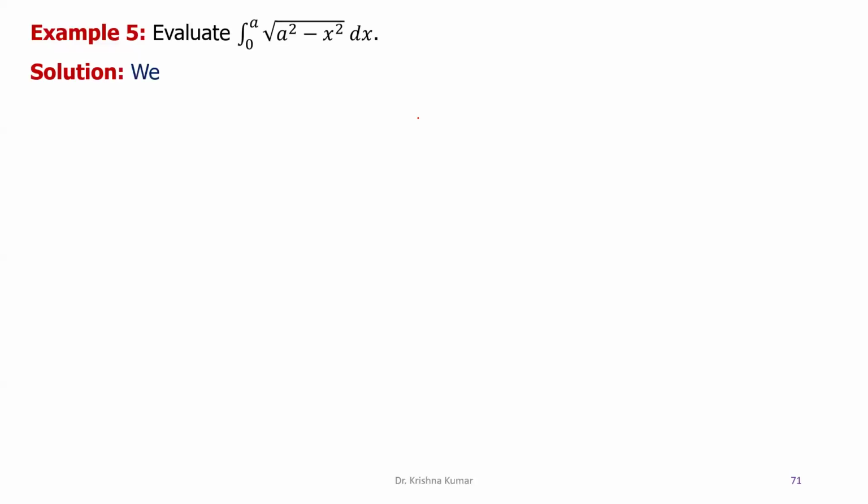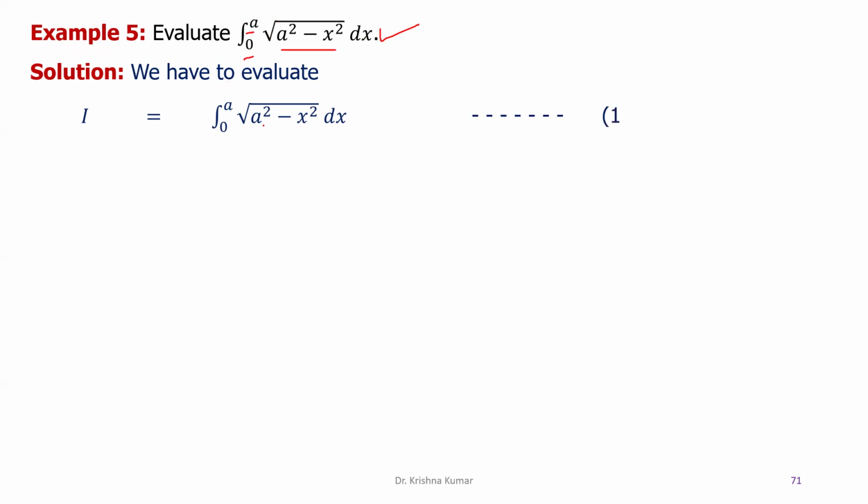In this lecture, we will evaluate the integration of root over a square minus x square under the limit 0 to a with respect to x. We have to evaluate I is equal to integration of root over a square minus x square under the limit 0 to a with respect to x.